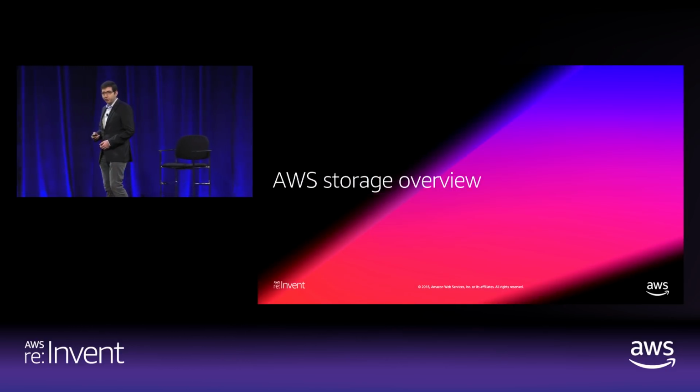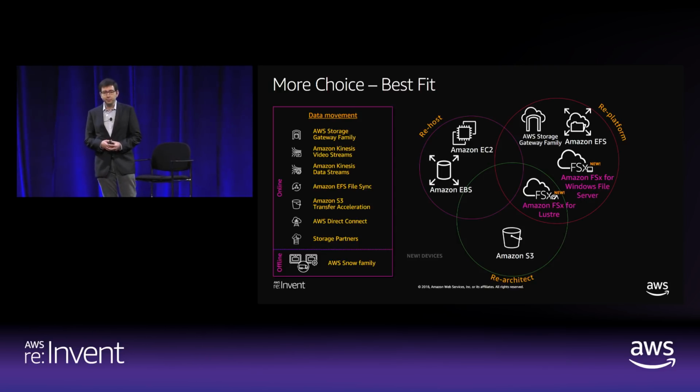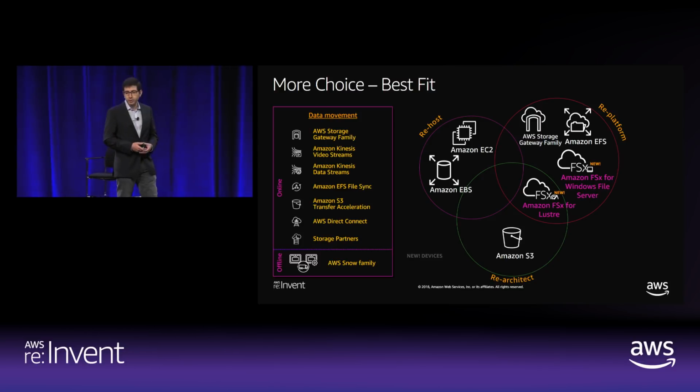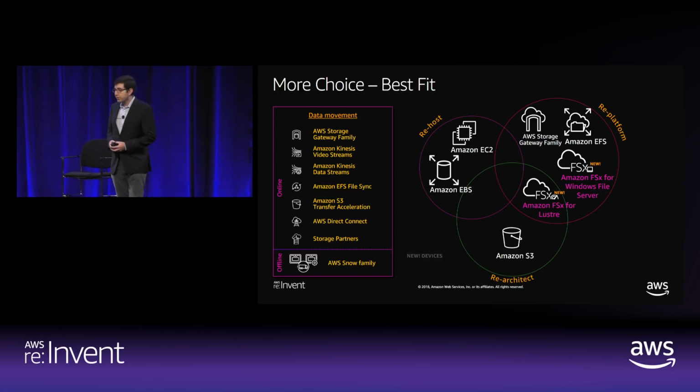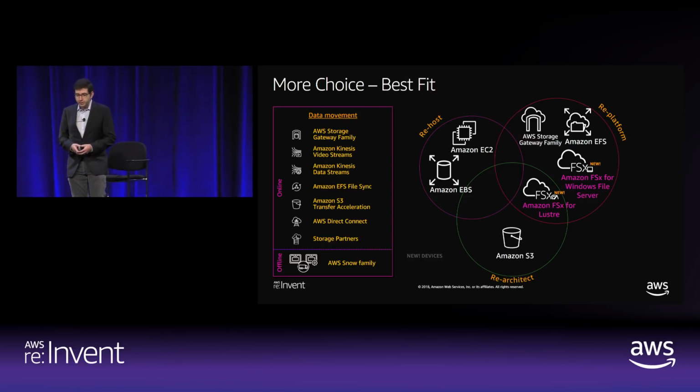And let's start with an overview of AWS's storage offerings. And the summary is, we have a rich set of storage offerings to support whatever workloads you want to run on AWS. We have object and archival storage, so S3 and S3 Glacier. We have locally attached storage, and that's EC2 instance local storage in EBS.